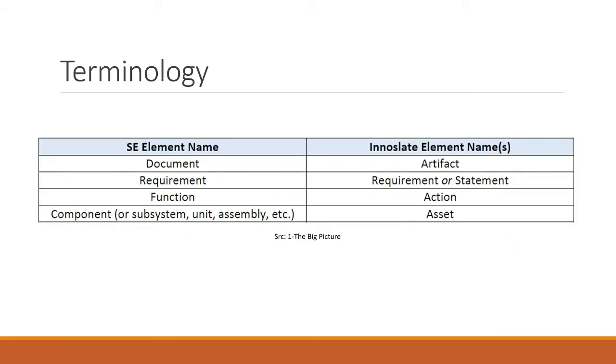So the terminology that Innoslate uses is slightly different from what we use in traditional systems engineering. In this diagram, you can see that a document is what Innoslate calls an artifact, requirement, or statement. Function is called an action in Innoslate, and a component, whether it be a subsystem or a unit or an assembly, are all called assets in Innoslate.